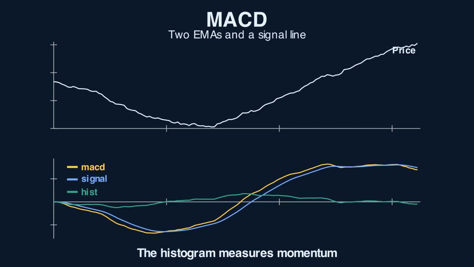Those 12, 26, and 9 settings are the defaults for a reason. They balance responsiveness against noise across most swing time frames. But the concept matters more than the numbers. 3 parts, 1 story, how fast momentum is shifting.